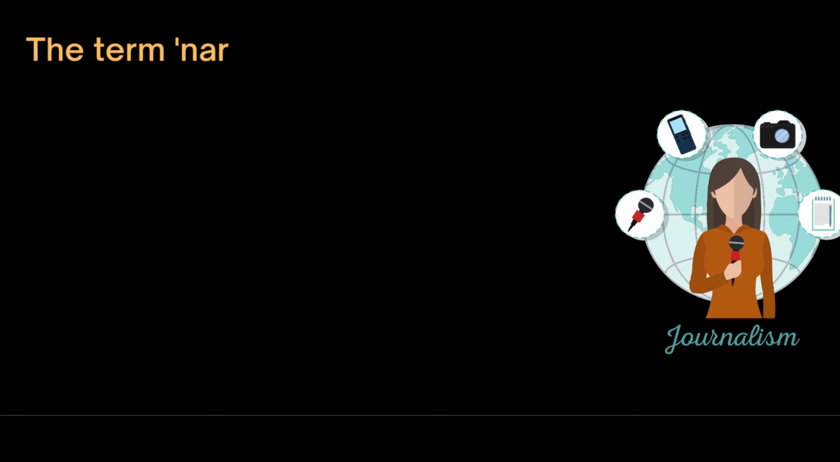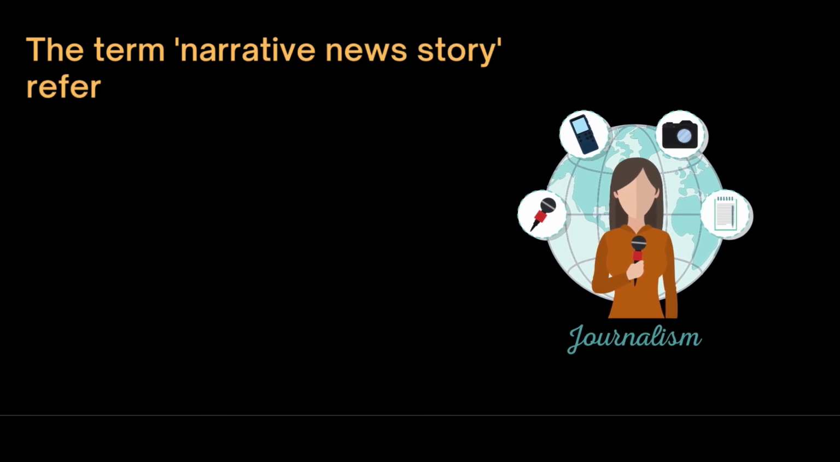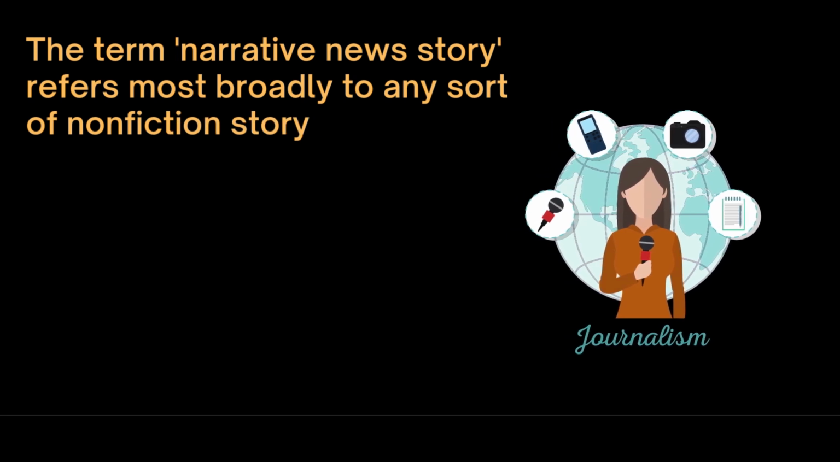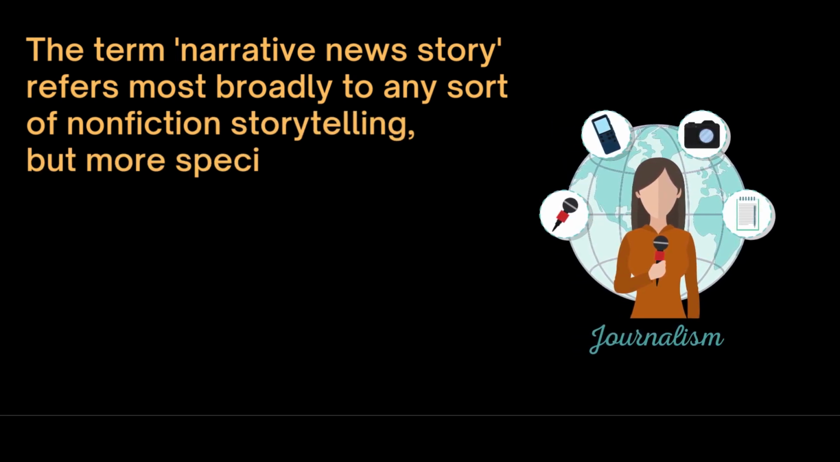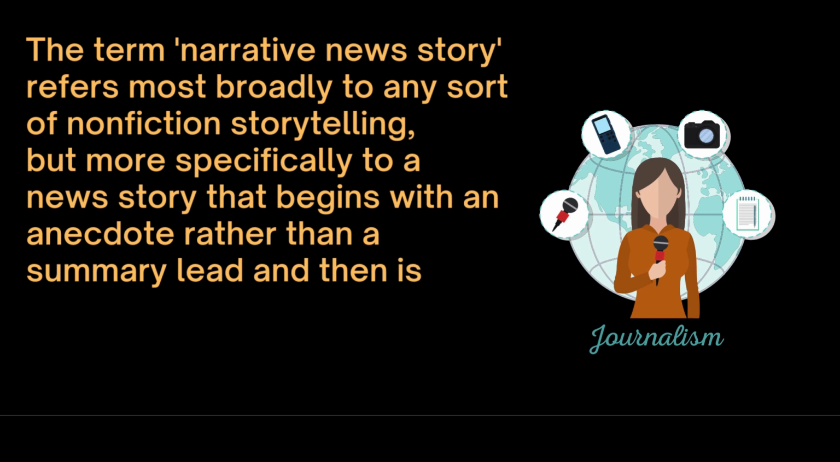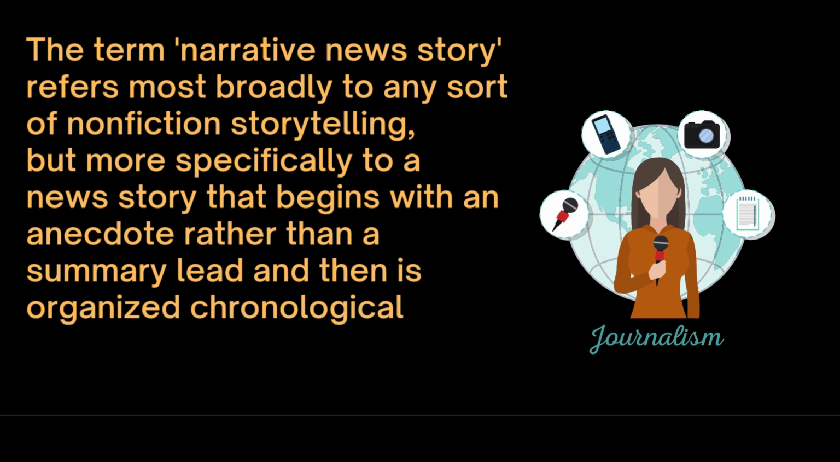In journalism, the term narrative news story refers most broadly to any sort of non-fiction storytelling, but more specifically to a news story that begins with an anecdote rather than a summary lead, and then is organized chronologically rather than either by inverted pyramid style or analytically.